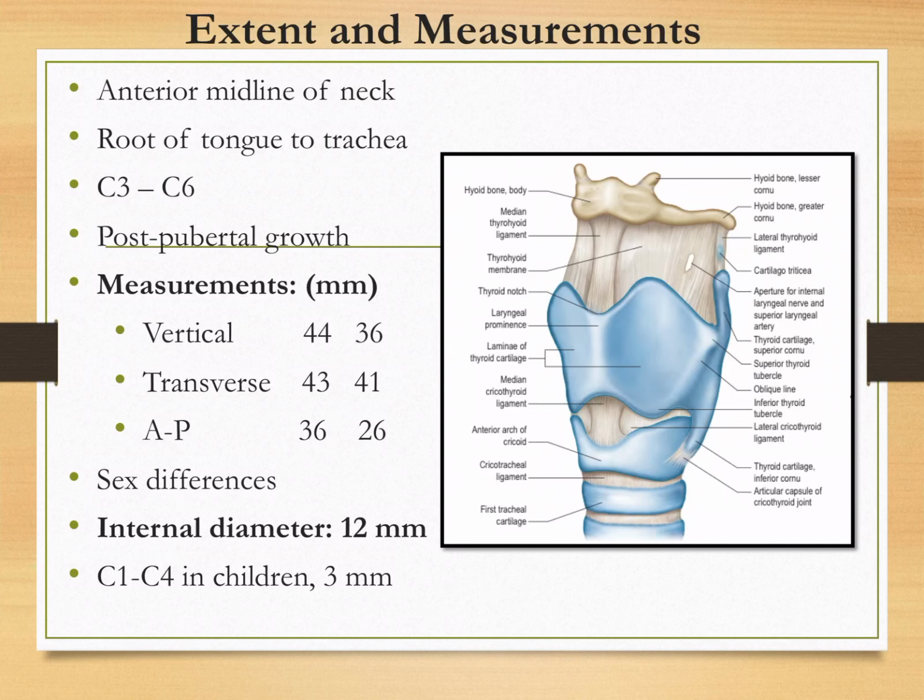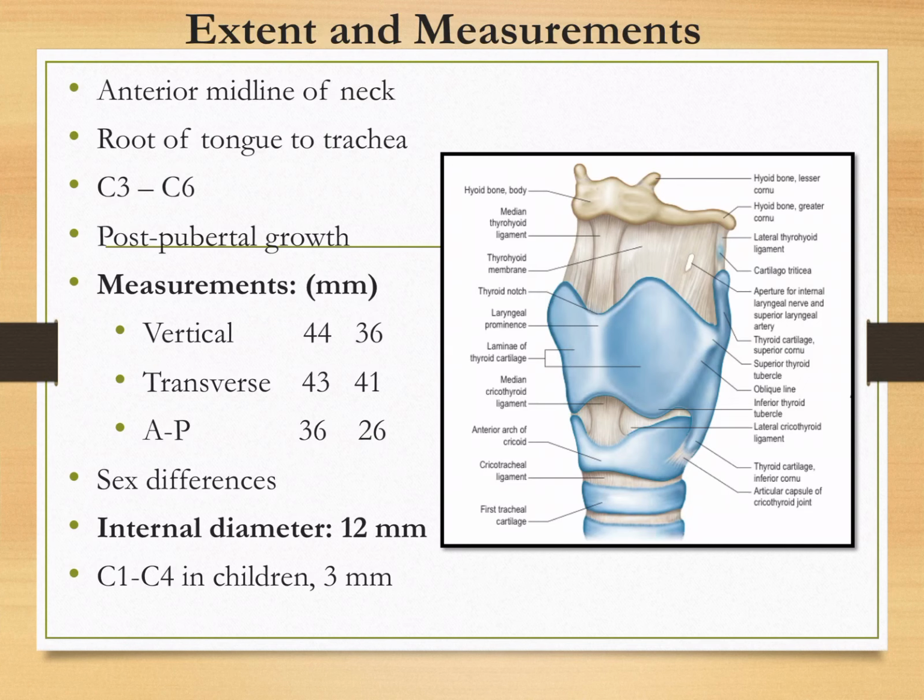It extends from the first to the fourth cervical vertebra, and at 3 years of age, its internal diameter is about 3 millimeters, and then it increases by 1 millimeter with each passing year until you reach 12 years of age, after which it stays 12 millimeters, right? Let's have a look at the diagram on the right side.